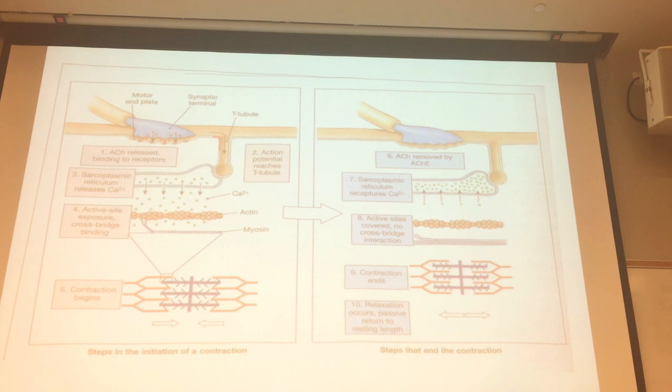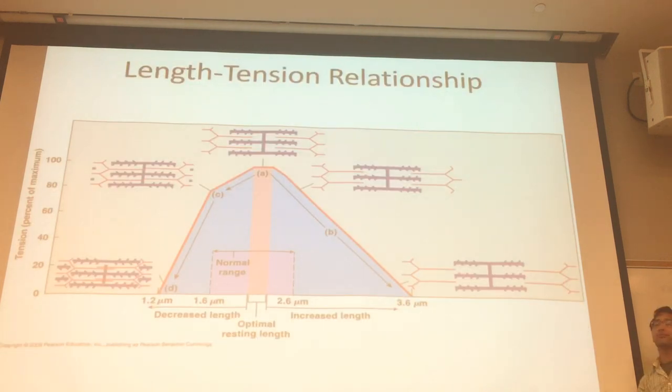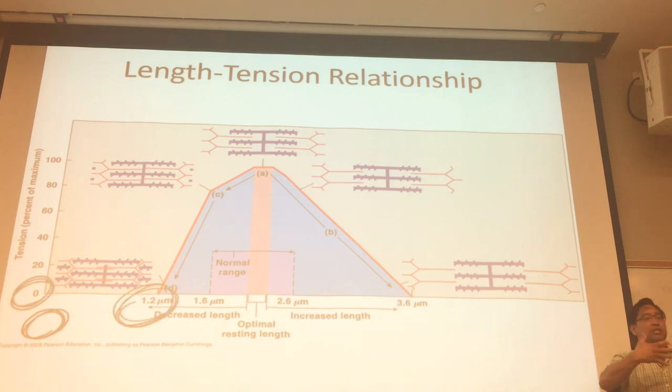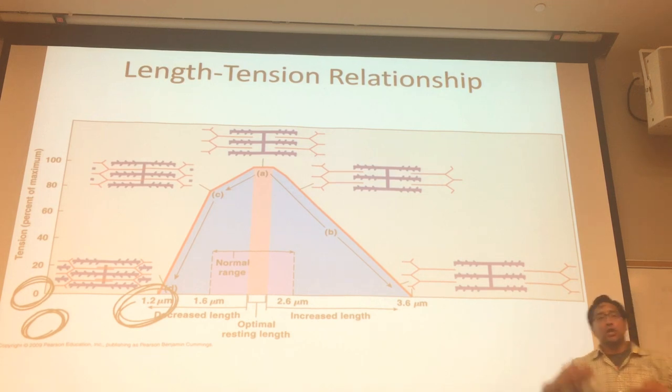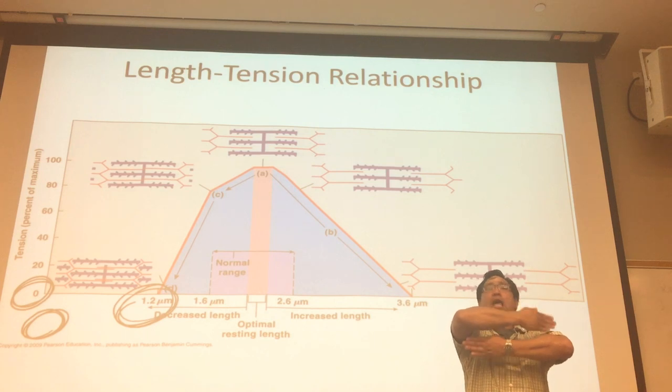Okay? Now, this is an important concept, length-tension relationships. In order for this to work properly, you have to form these cross bridges, right? And the better the cross bridges are in contact with each other, the more efficiently you can contract. So when you look, and you have decreased length down here, because this is zero length, right? And you have decreased length down here, that means that the muscle, essentially the myofibril, is really, really kind of compressed, right? So it's like as short as possible. But what happens is, when they're really short, your actin and your myosin don't line up properly.